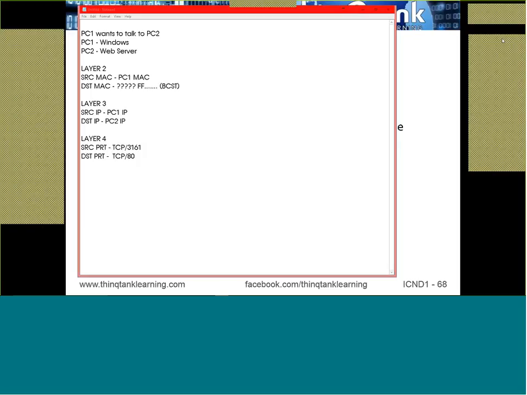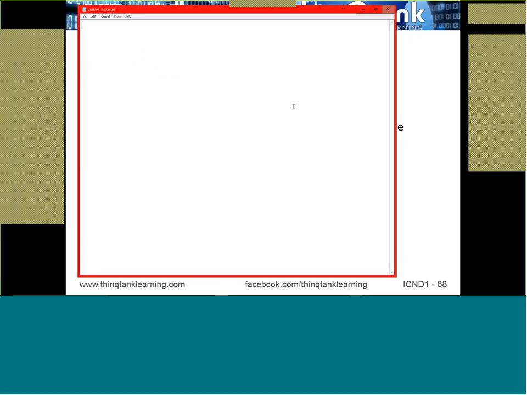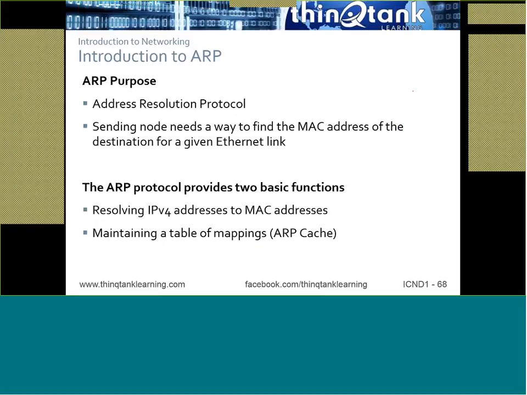Because if I don't know the destination MAC, like I said, I could put in all Fs, but then that makes my network very, very inefficient. All right? So I need to fill in that field. Well, the protocol that we use to do that is ARP. The address resolution protocol allows us to discover the MAC address that the frame needs to be sent to, based on already knowing what the IP is.